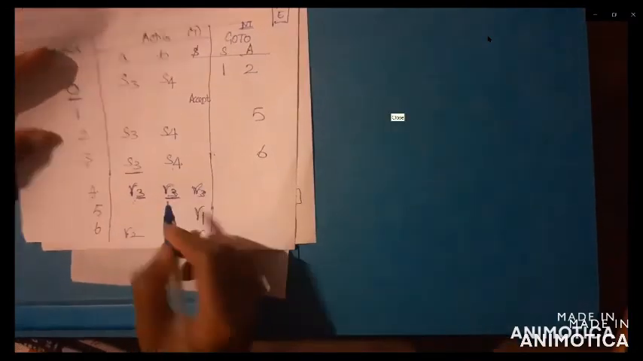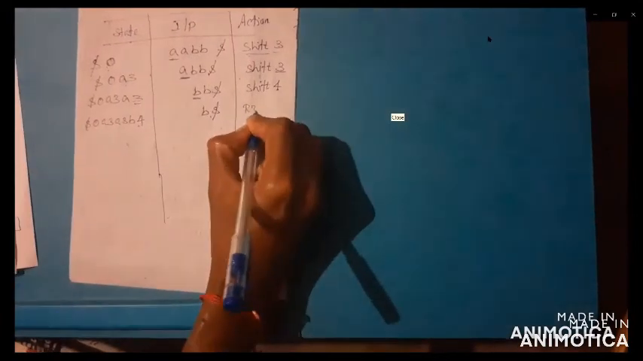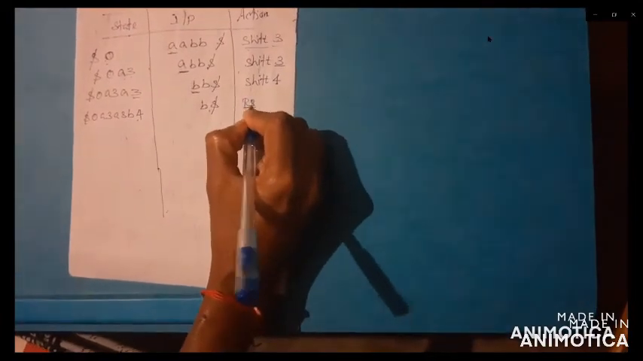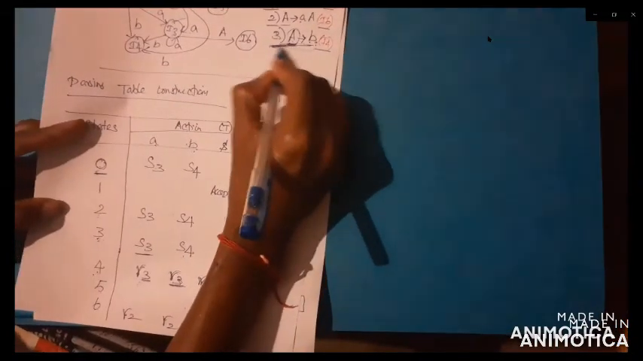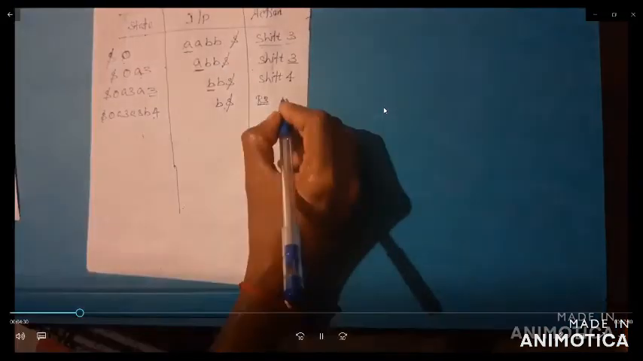What is 4B? Here we check 4B. 4B is R3. R means reduce by the third grammar rule, so we reduce by R3. What is the third grammar rule? The third grammar rule is A tends to B.